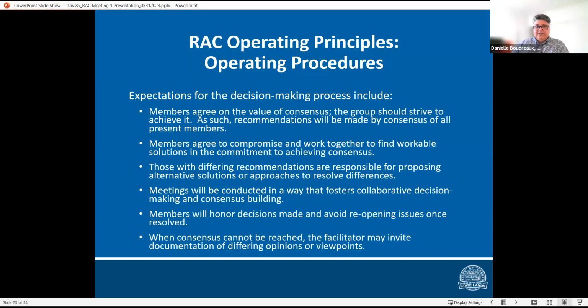Expectations for the decision-making process include members agreeing on the value of consensus. The group should strive to achieve it. As such, recommendations will be made by consensus of all present members. Members agree to compromise and work together to find workable solutions and commit to achieving consensus. Those with differing recommendations are responsible for proposing alternative solutions or approaches to resolve differences. Meetings will be conducted in a way that fosters collaborative decision-making and consensus building. Members will honor decisions made and avoid reopening issues once resolved. When consensus cannot be reached, the facilitator may invite documentation of differing opinions or viewpoints.